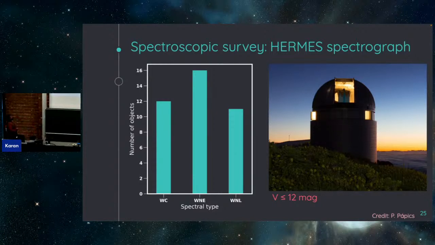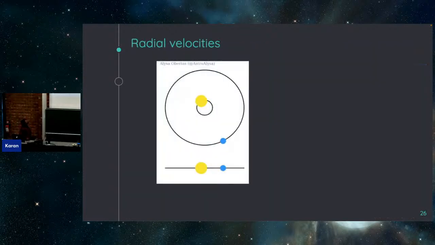Anyway, so we got around 39 Wolf-Rayet stars with the spectral types indicated over here, and about 12 WC stars and 27 WN stars. Math is hard, sorry. And then what did we do with these spectra? We measured radial velocities.